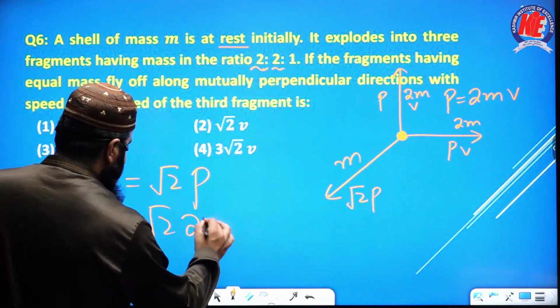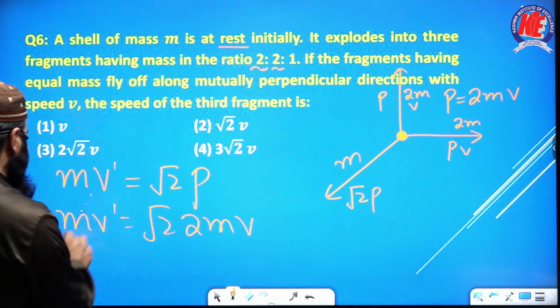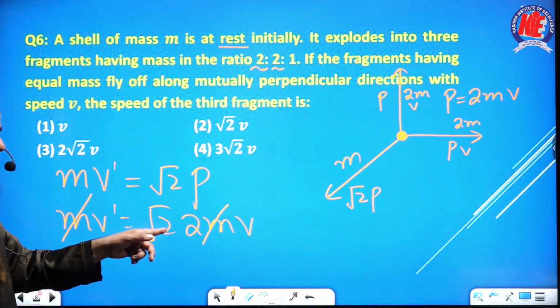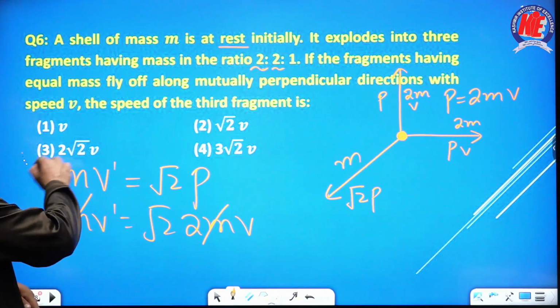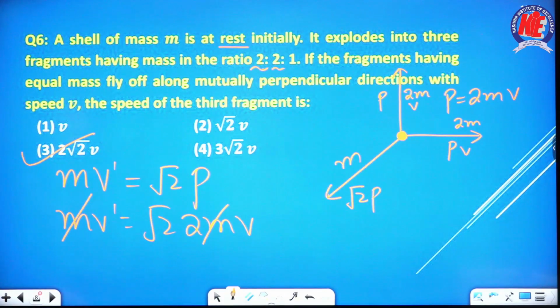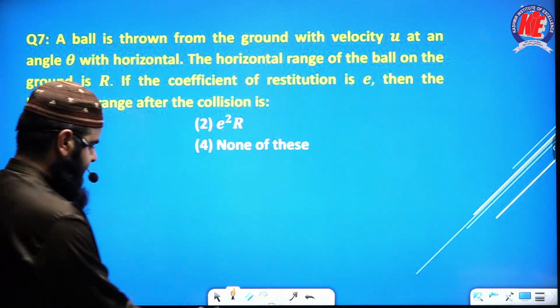It is 2 times mv. I can say bye bye to m and m. V dash will be equal to 2 root 2v. 2 root 2v is the third option as the right one. Next one please.